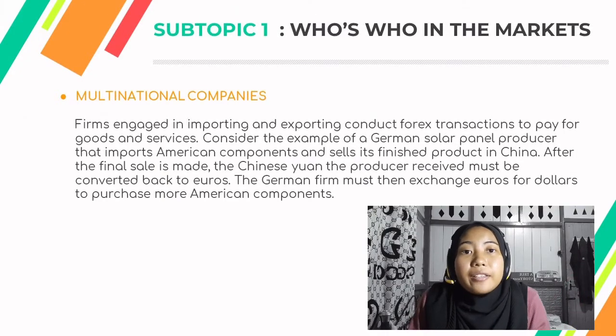Next, the player is multinational companies. Firms engaged in importing and exporting conduct forex transactions to pay for goods and services. For example, a German solar panel producer that imports American components and sells its finished product in China. After the final sale is made, the Chinese yuan the producer received must be converted back to euros. The German firm must then exchange euros for dollars to purchase more American components.